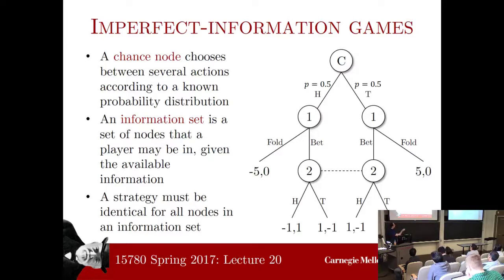Then it's the turn of player 1. Player 1 can look at the coin, so he knows if he got heads or tails. Okay? So these 2 nodes are in 2 different information sets. Player 1 knows what the coin is, and then can choose to either fold or bet.